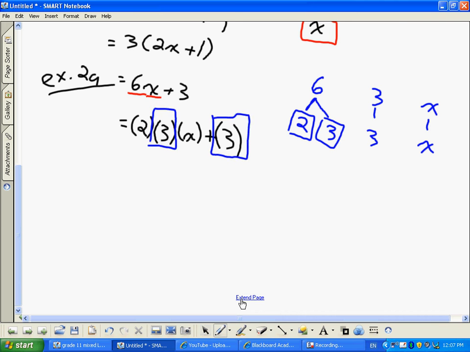So, same idea as above. I'm going to take that 3. I'm going to put it outside of a bracket. So the 3 now goes to the outside of a bracket.